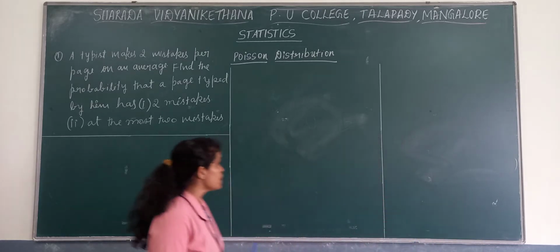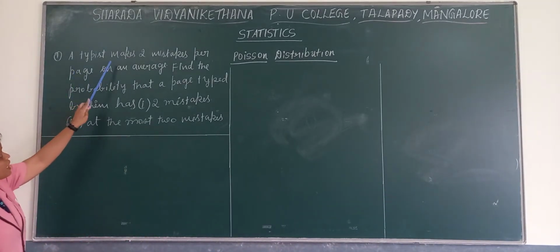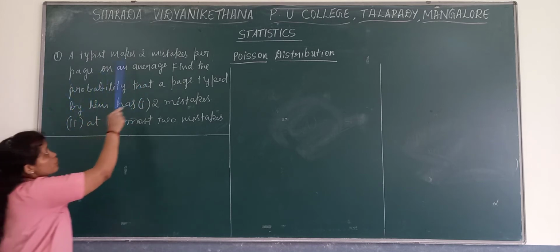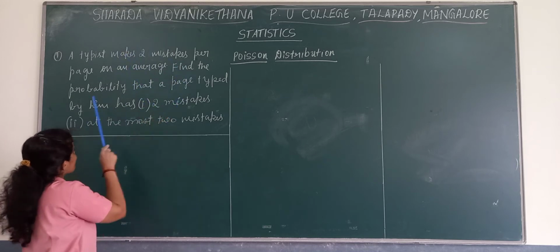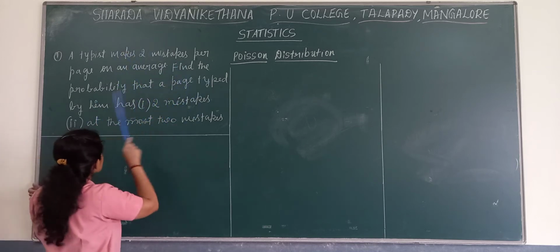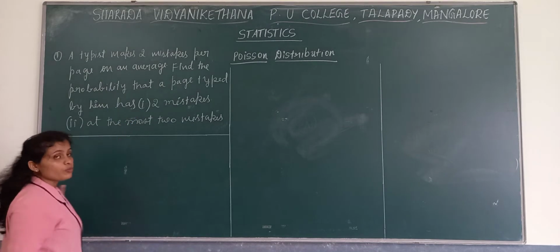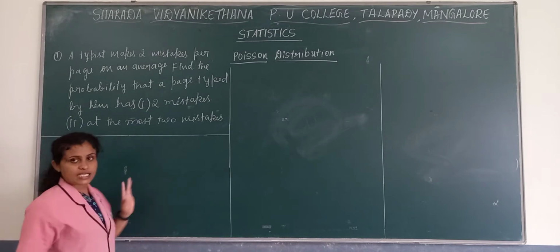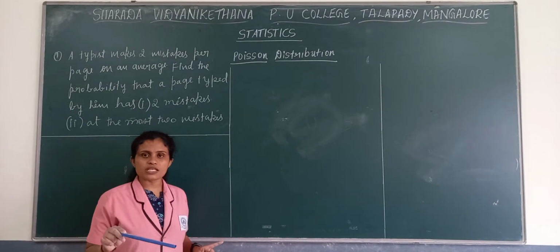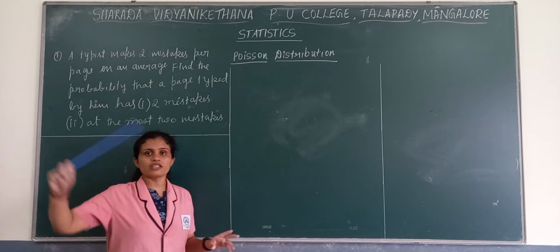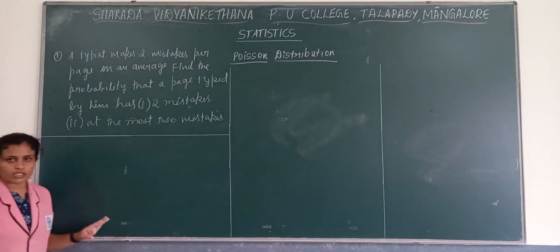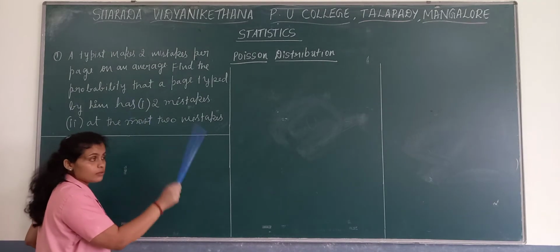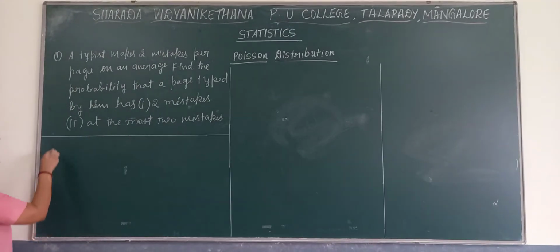Now we will read the problem here. A typist makes 2 mistakes per page on an average. Per page he makes 2 mistakes on an average. Find the probability that a page typed by him has 2 mistakes. That we can take directly as P of 2. At most 2 mistakes means P0 plus P1 plus P2. At most we can go up to 2, not more than that. From the least up to that number we need to go: P0, P1 plus P2.